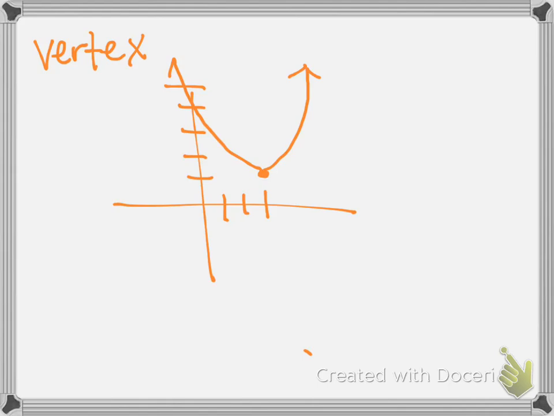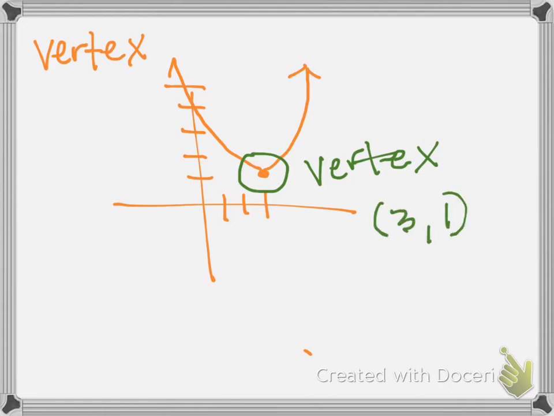This is the vertex for this graph. You always name the vertex with an ordered pair. So this one is 3, 1.